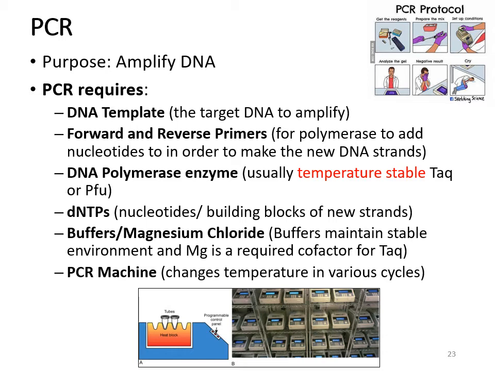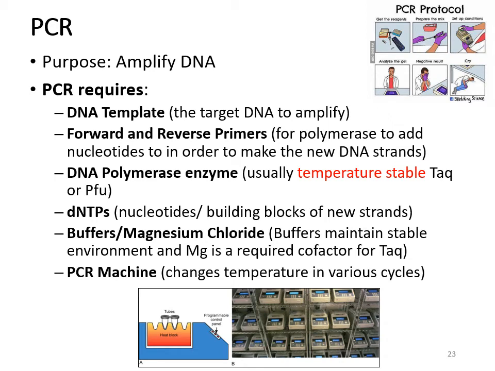You need what are called dNTPs. Those are your nucleotides. So picture those as your A's, your T's, your G's, your C's, the bases that make up DNA. You then need buffers and magnesium chloride, because think about it, you need cofactors for that polymerase. The DNA polymerase is an enzyme, so you need cofactors to help it work, to activate it, and you need to maintain a good environment for this whole process.